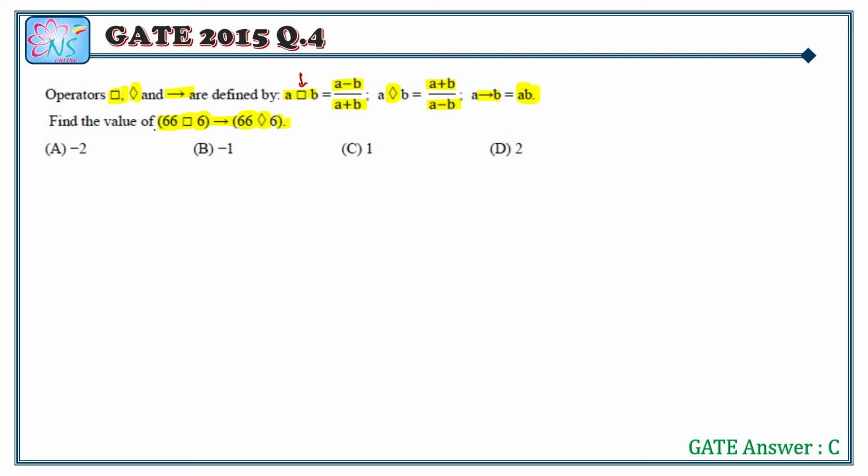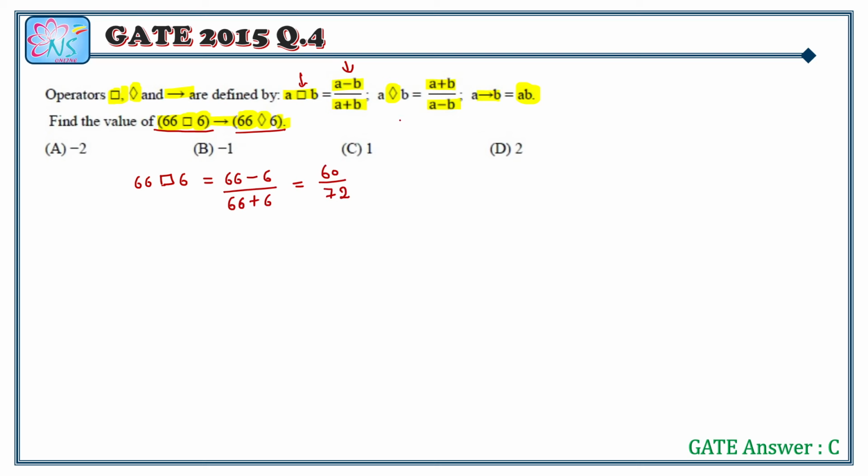So first we will solve the brackets, because you know that first we need to solve brackets according to the BODMAS rule. First we will find the value for this square operator. The function of this operator is A minus B divided by A plus B. That means 66 minus 6 divided by 66 plus 6, and that will give us 60 by 72.